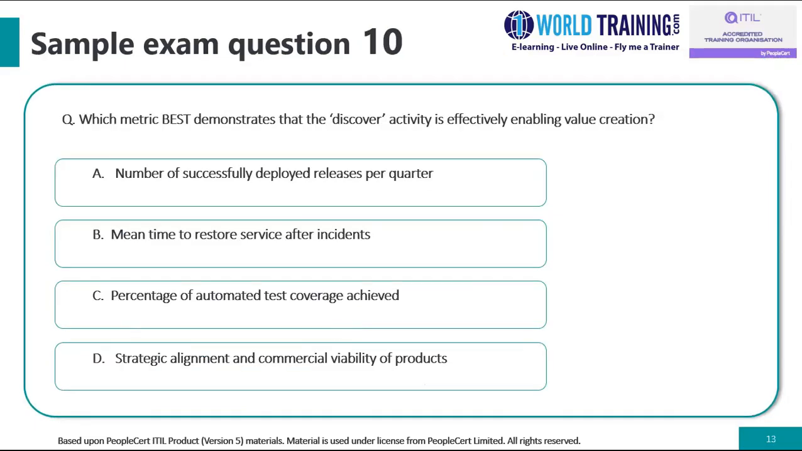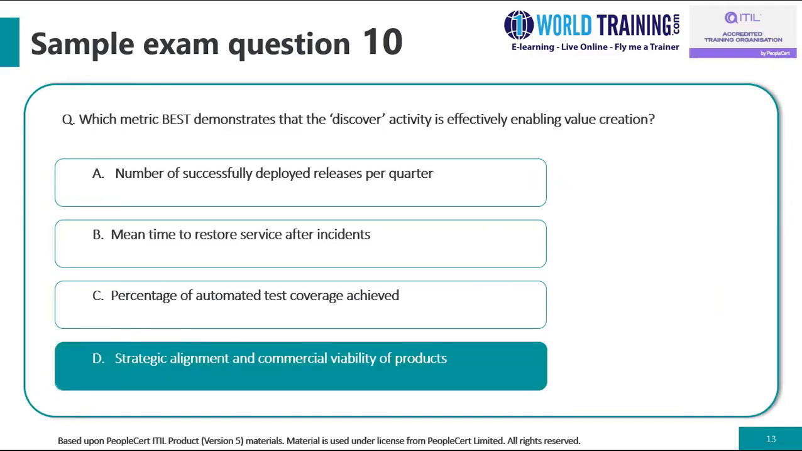Number 10, which metric best demonstrates that the discover activity is effectively enabling value creation? So this is a question on discover metrics for value creation. Correct answer is D, strategic alignment and commercial viability of products. So the purpose of discover is to ensure continual alignment of product capabilities with consumer needs and organizational strategy. Key success metrics include strategic fit, market relevance, stakeholder satisfaction, and commercial success.